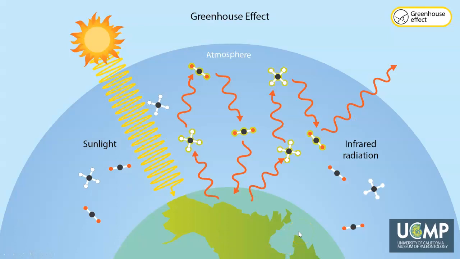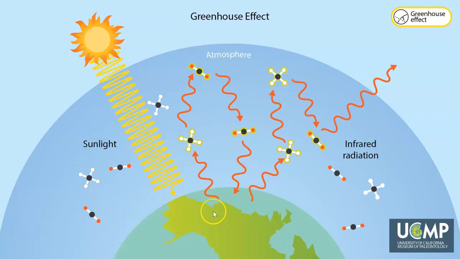All right, this is a really nice graphic of the greenhouse effect. So here's your high energy sunlight coming in, and notice that as it comes in, our greenhouse gases, carbon dioxide, which has the black and the red, and methane, which has the black atom in the center with the 4 hydrogen atoms around the outside, are not affected. So they are transparent to this short wave high energy coming in.